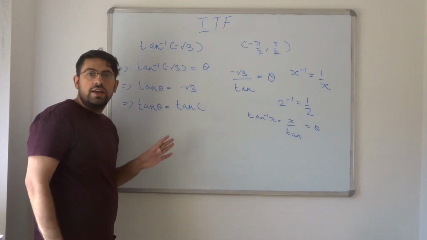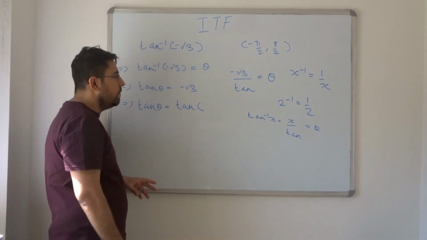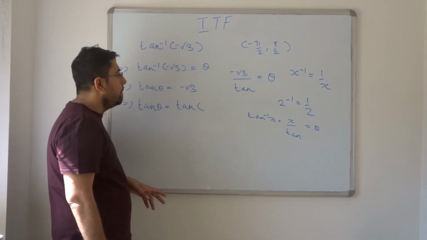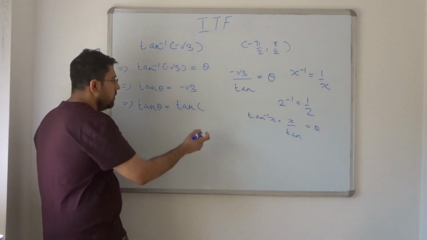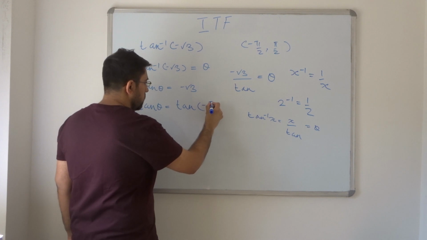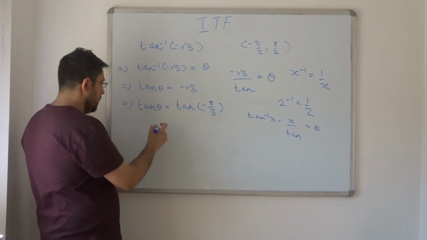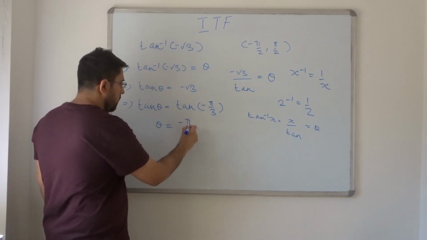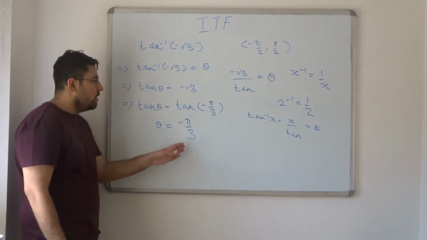As we know, tan 30 is 1 upon root 3. Tan 45 is 1. So tan 60 is root 3, right? So that is why now you're going to have this, 5 upon root 3. And then theta is going to be equal to negative root 3. So hence this is your answer.